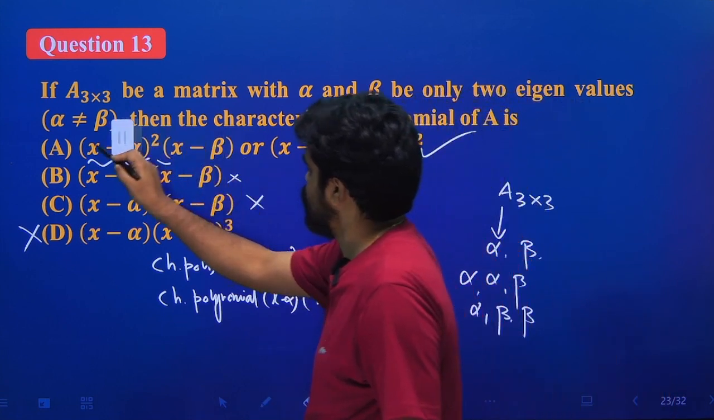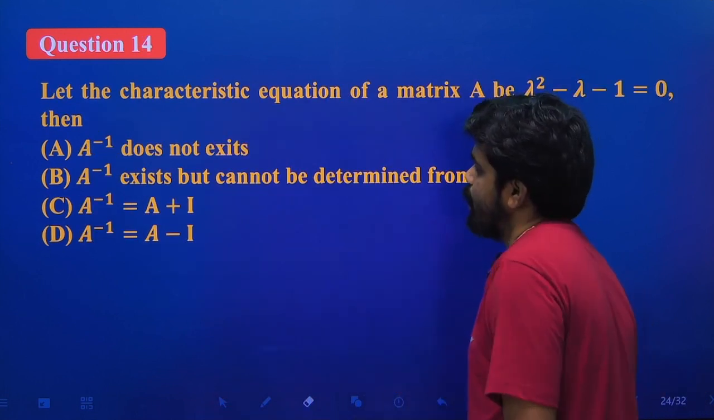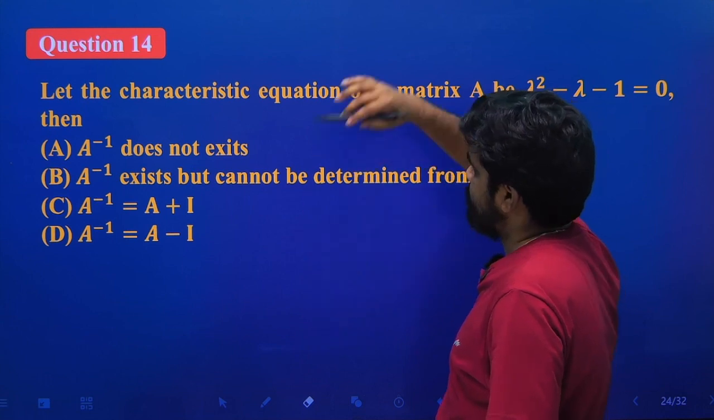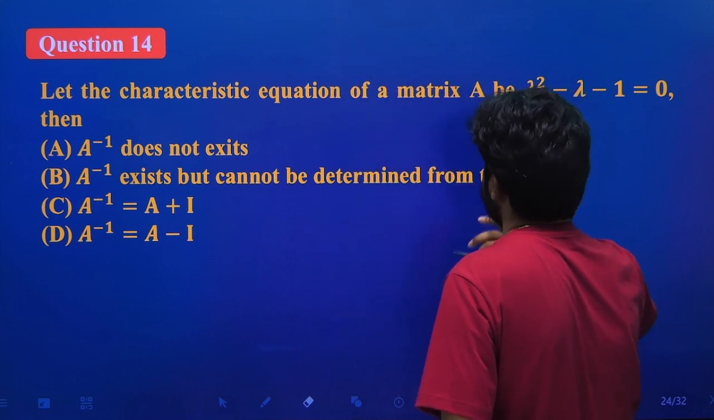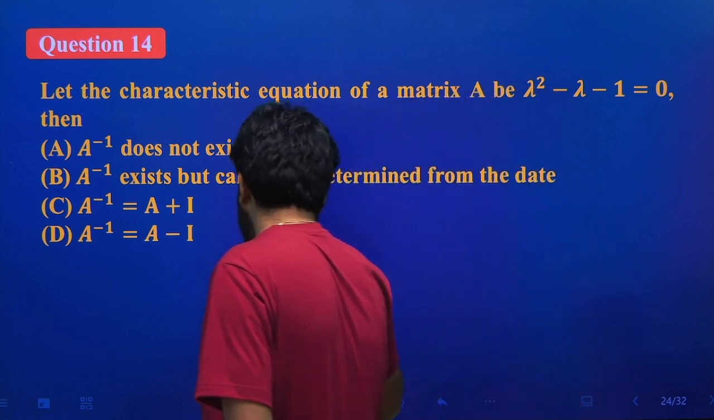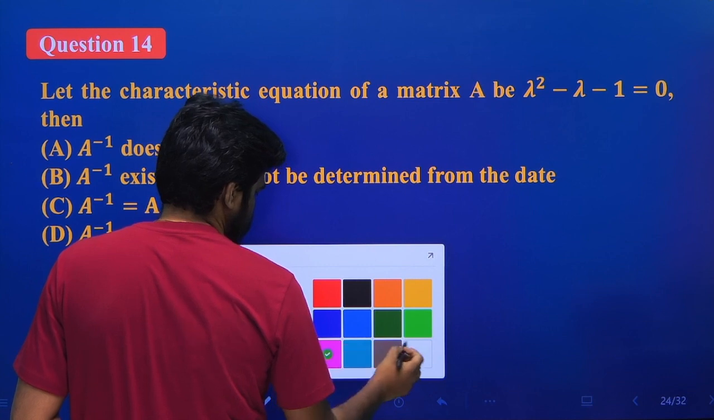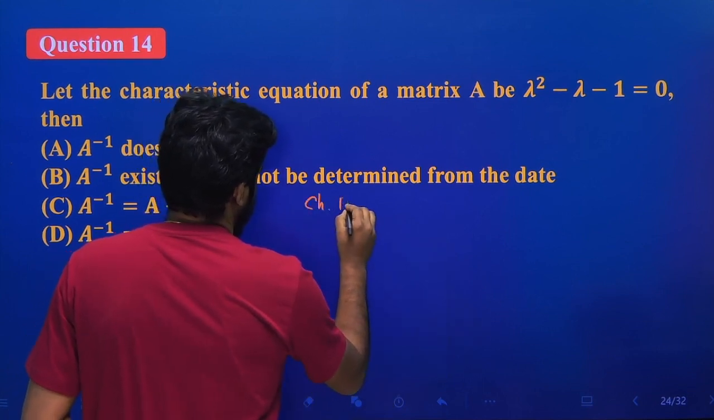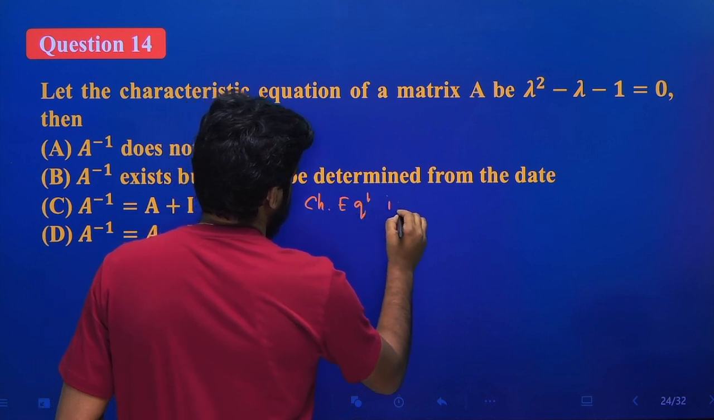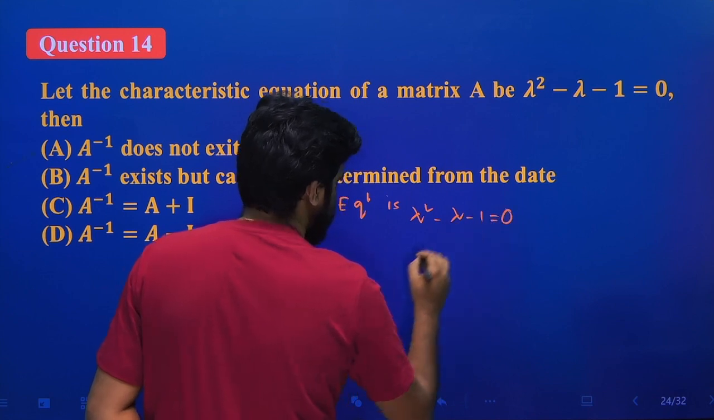Concept I think clear. Okay, so let us consider the next example. Let the characteristic equation of the matrix A be lambda squared. So what is given here? Here it is given that the characteristic equation is lambda squared minus lambda minus 1 is equal to 0.